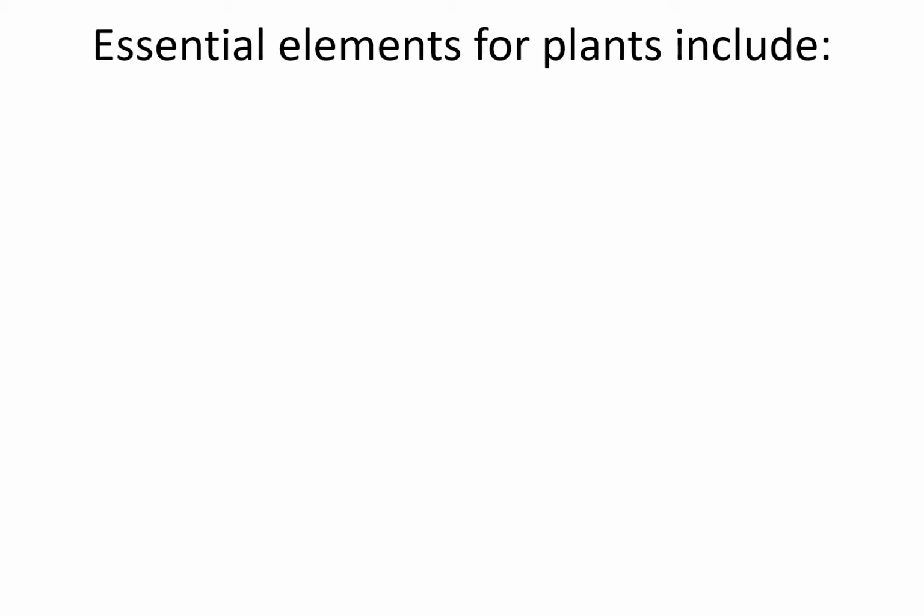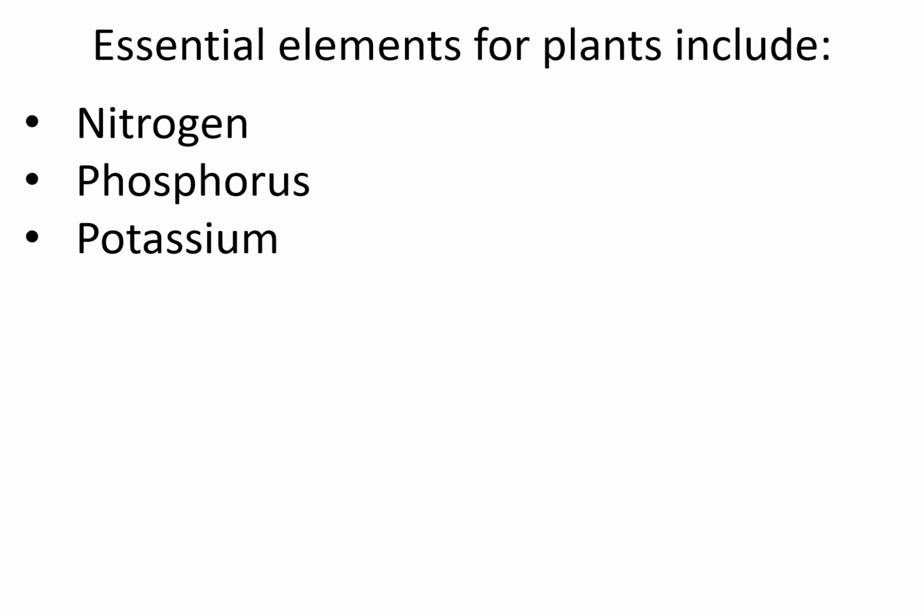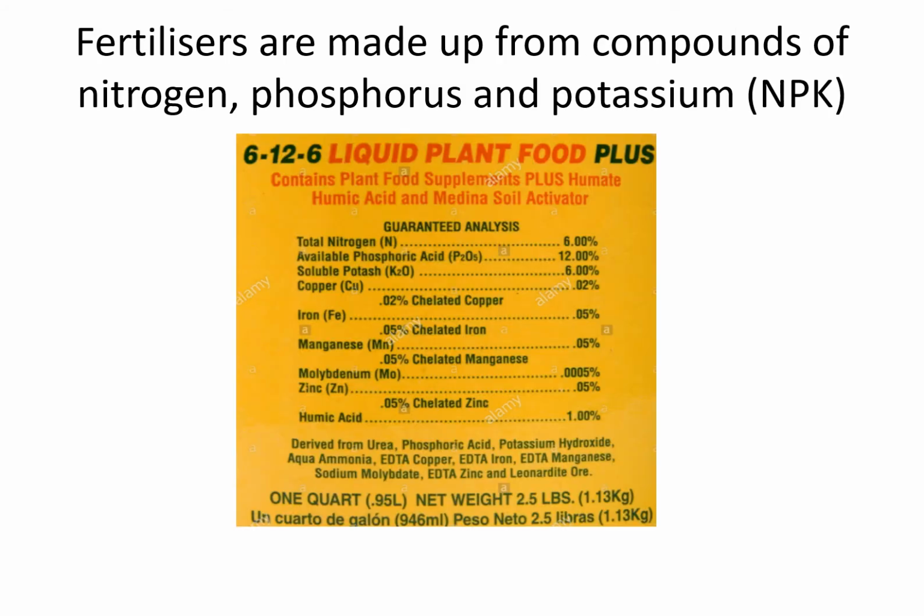We've got 3 essential elements for plants to grow, and these include nitrogen, phosphorus and potassium, and we'll find these elements in the form of nutrients. So fertilisers are actually made up of compounds that contain the nitrogen, the phosphorus and the potassium, and they can contain these elements in different concentrations, because depending on what plant you're growing depends on what elements are required.